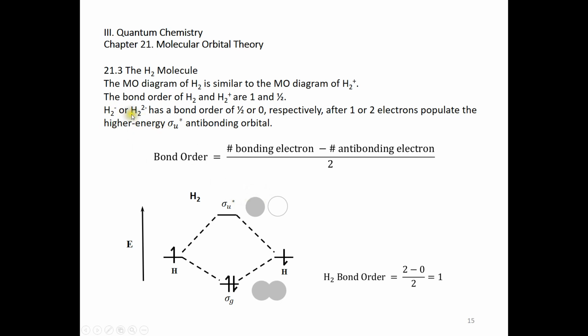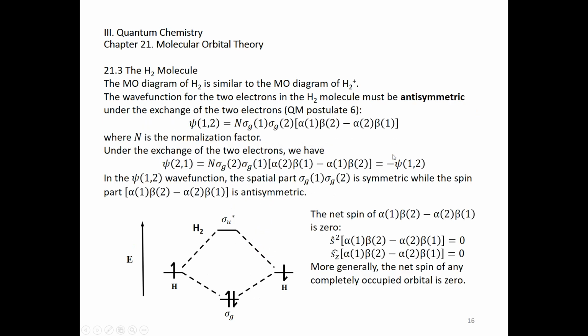Now let's look at H2 2-. That means we need to put 2 electrons in the sigma u star anti-bonding orbital. It's very unstable. That's why in the real world we cannot see this species, with a bond order of 0. Again, the bond order is the number of bonding electrons minus the number of anti-bonding electrons, divided by 2. To weaken a bond, we can either reduce its bonding electrons or increase the number of anti-bonding electrons.